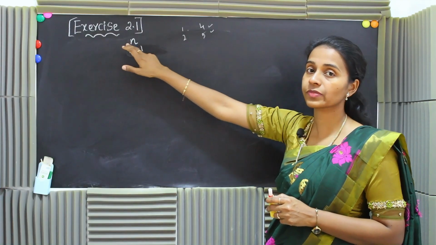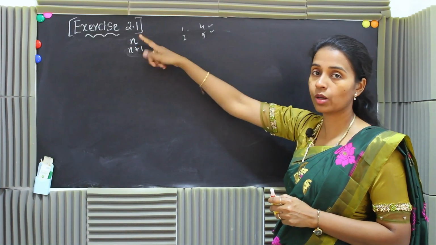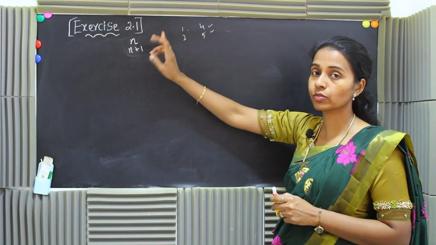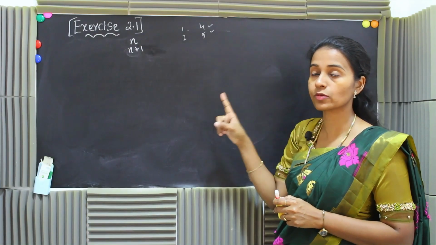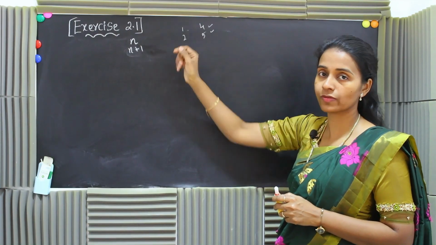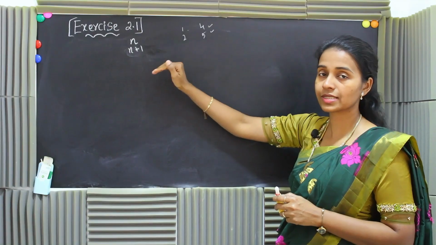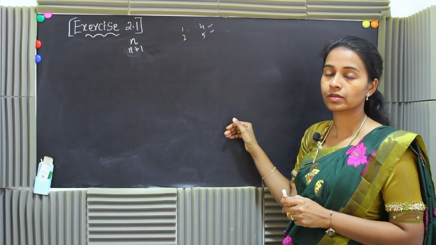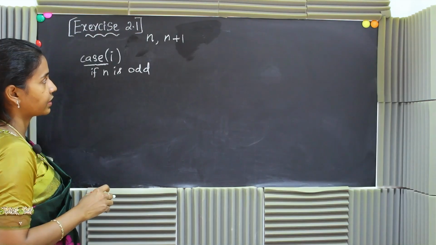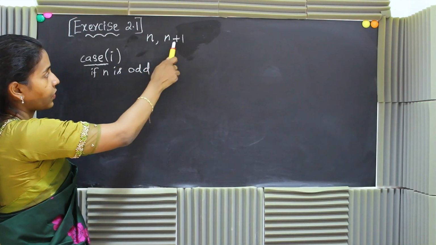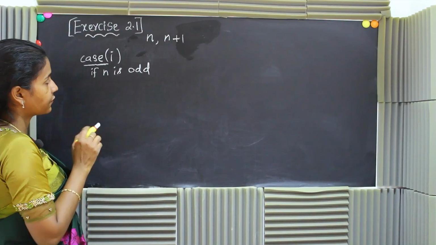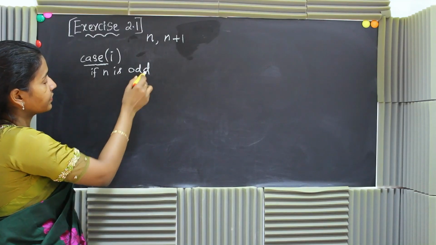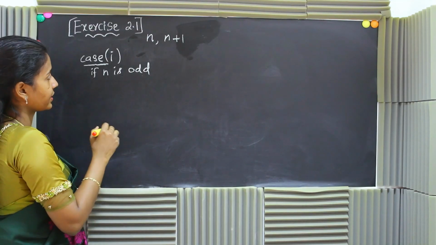Okay, here we don't know n is odd or even, n plus 1 is odd or even. So we are going to check both the cases. First case, if n is odd means what will happen? And in second case, if n is even means what will happen? Okay, let me explain. Here I have taken n, n plus 1. In first case, if n is odd means what would be the next step?